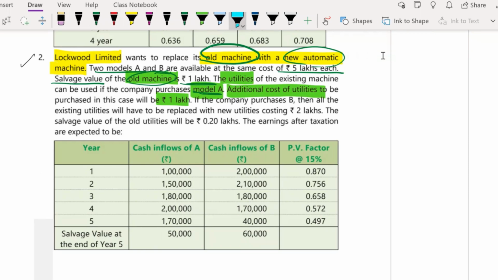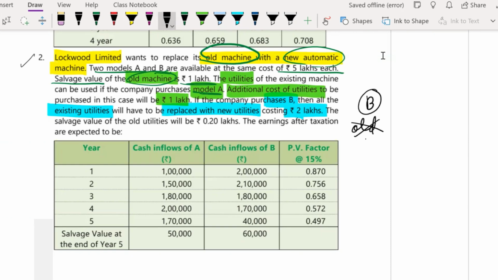Now in case of model B, if the company is purchasing model B, then all the existing utilities will have to be replaced with new utilities. You cannot use any of the existing utilities, everything you have to buy new. Then the new utilities will cost you around 2 lakh rupees. If you are purchasing model B, the old utilities are of no use, so you can dispose of them. In such a case, the salvage value of old utilities will be 20,000 rupees or 0.2 lakhs.